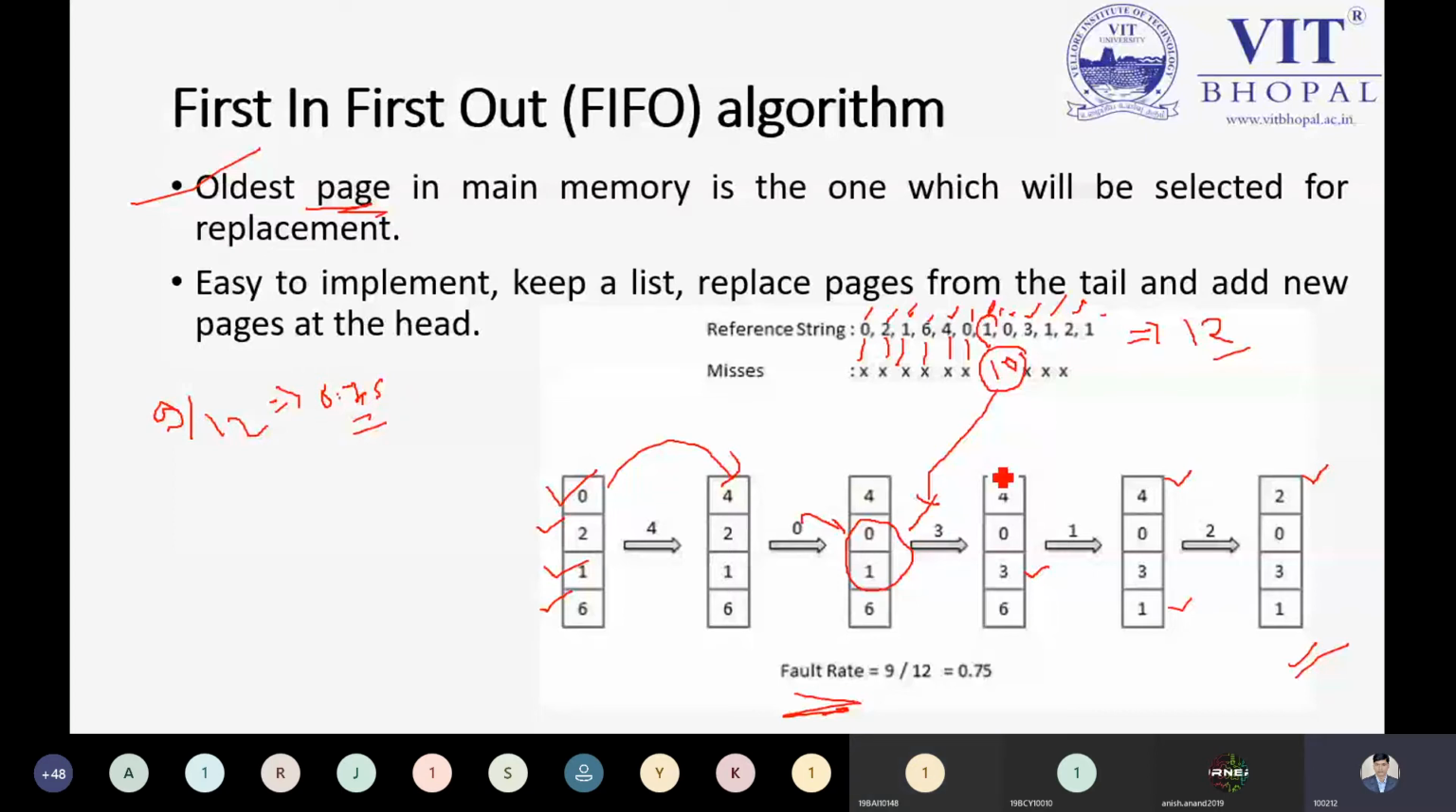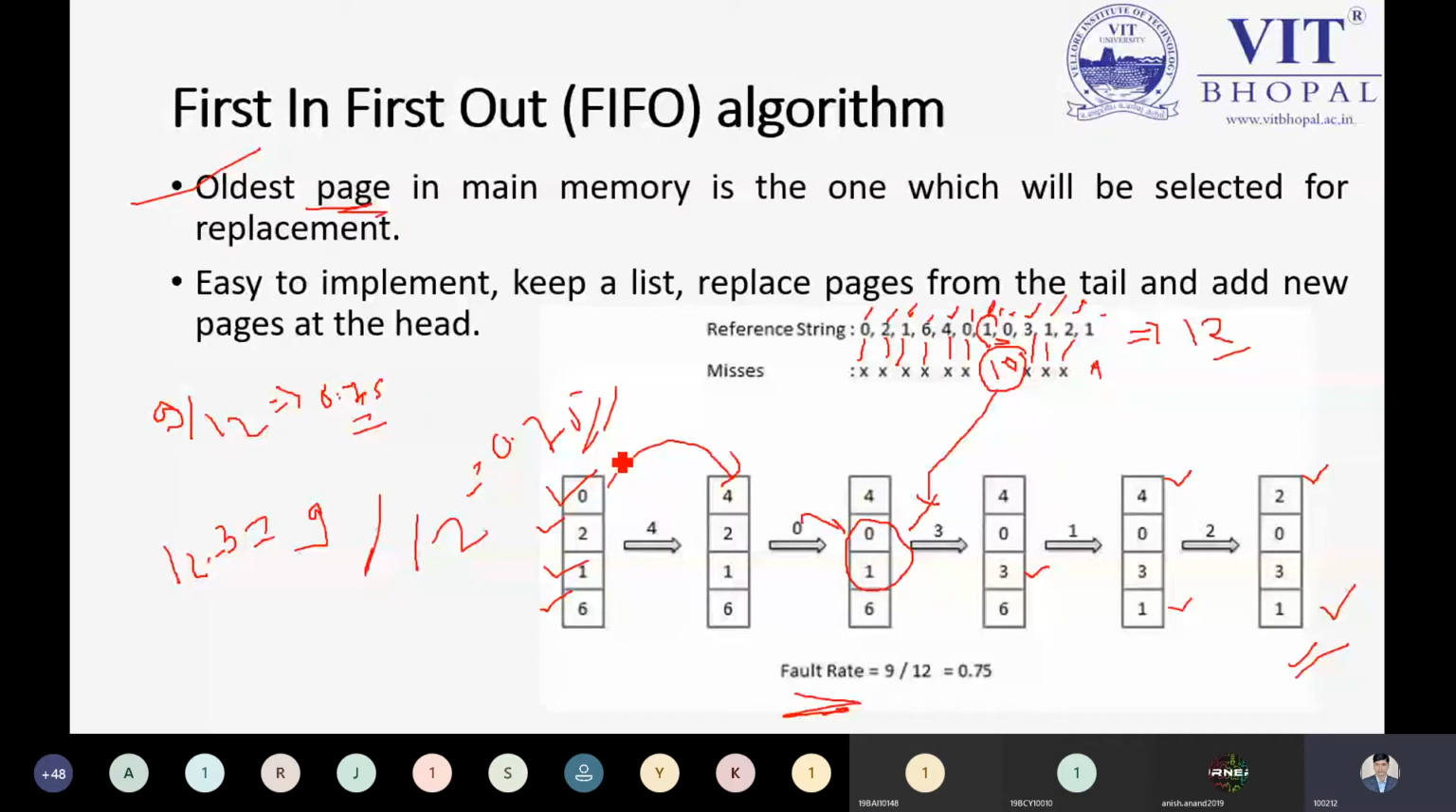Now 3 will come, 2 will come, 1 will come, and then 2 will come. Then we are looking for the 1. So what happened at that time? It is already inside our table, so at the last it will not come. So these three will be discarded, these three are the hits. So 12 minus 3, that will be the 9. So we are missing a total of 9, and the total number we have is 12. So we have the 0.75 value for the fault rate. So fault rate is equal to 0.75. So this is the value we are getting.